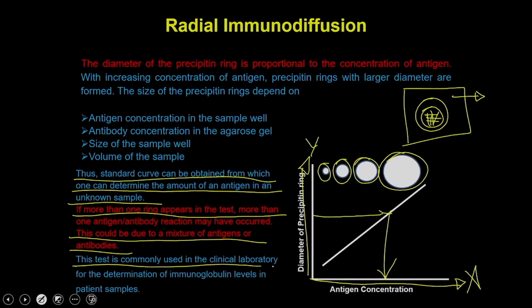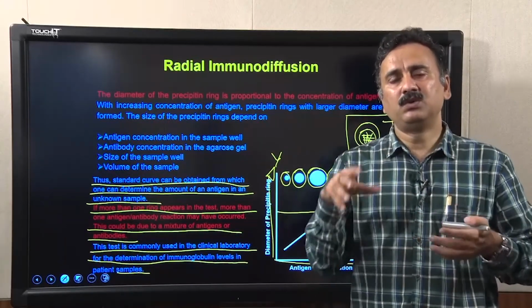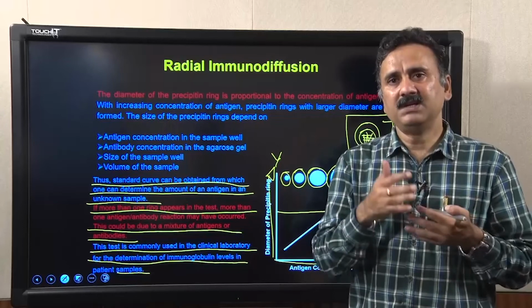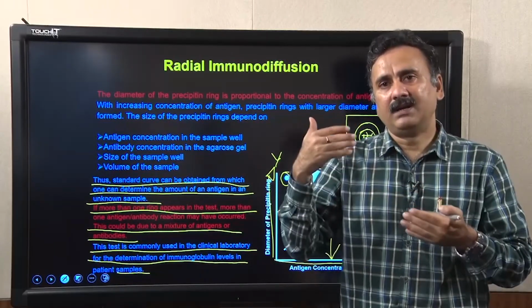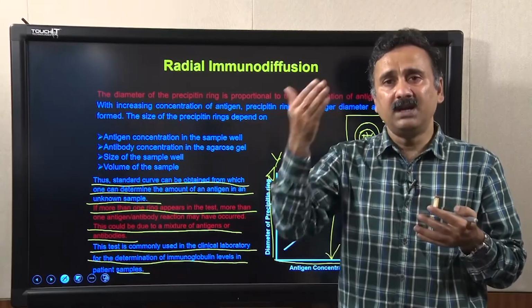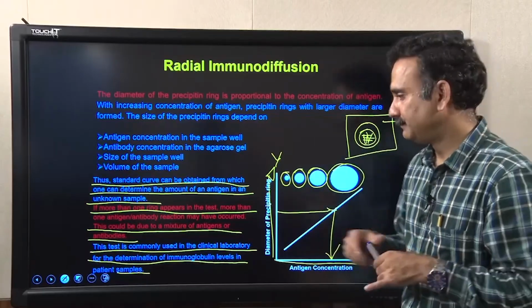This test is commonly used in clinical laboratories for the determination of immunoglobulin levels in patients. So, with this radial immunodiffusion assay, you can determine the antigens and the antibodies, because it is going to give you a ring of precipitant. So, you can detect or diagnose the presence of the antibody or the antigen in the sample.